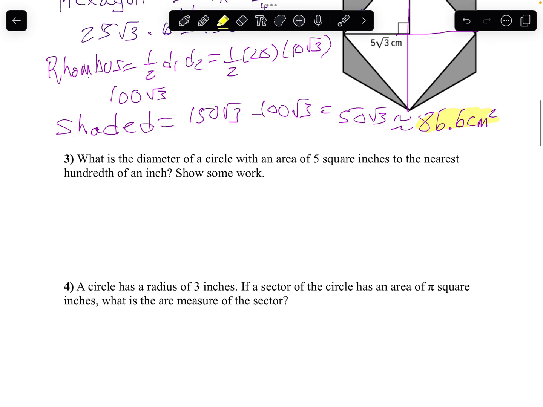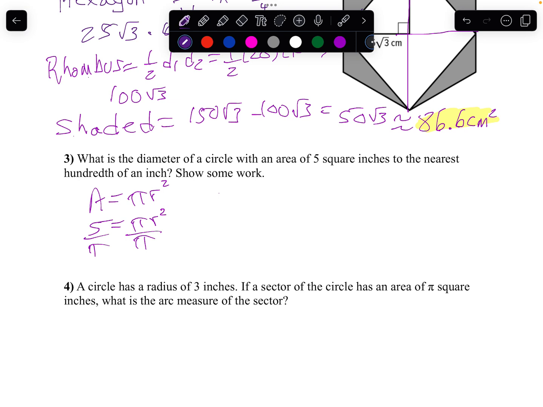Question number 3. I want to know the diameter of a circle with an area of 5. So we know it's A equals pi r squared. I know my area is 5. So then I'm going to divide both sides by pi. So r squared is going to be 5 over pi.